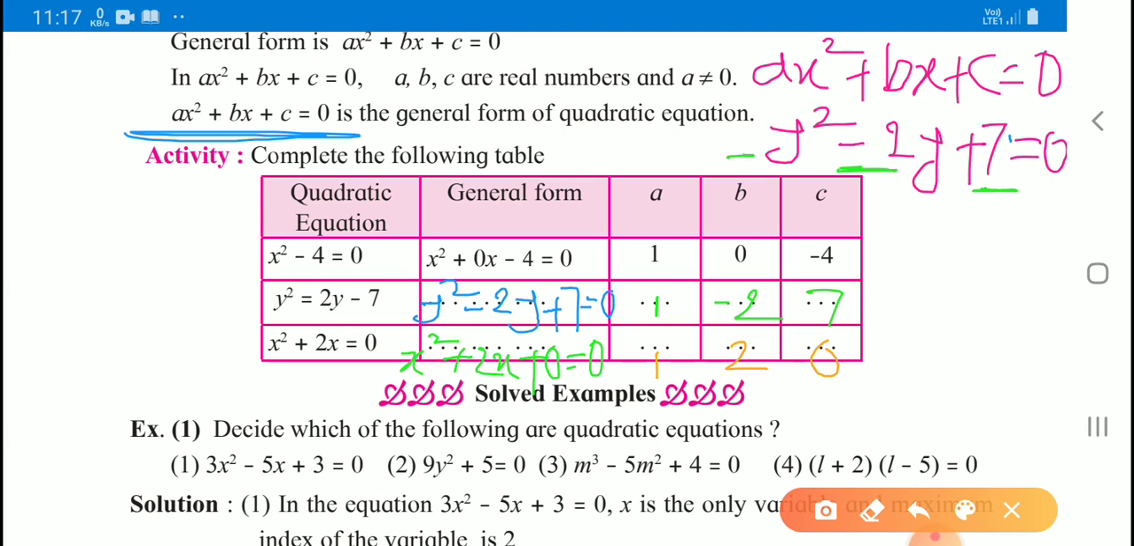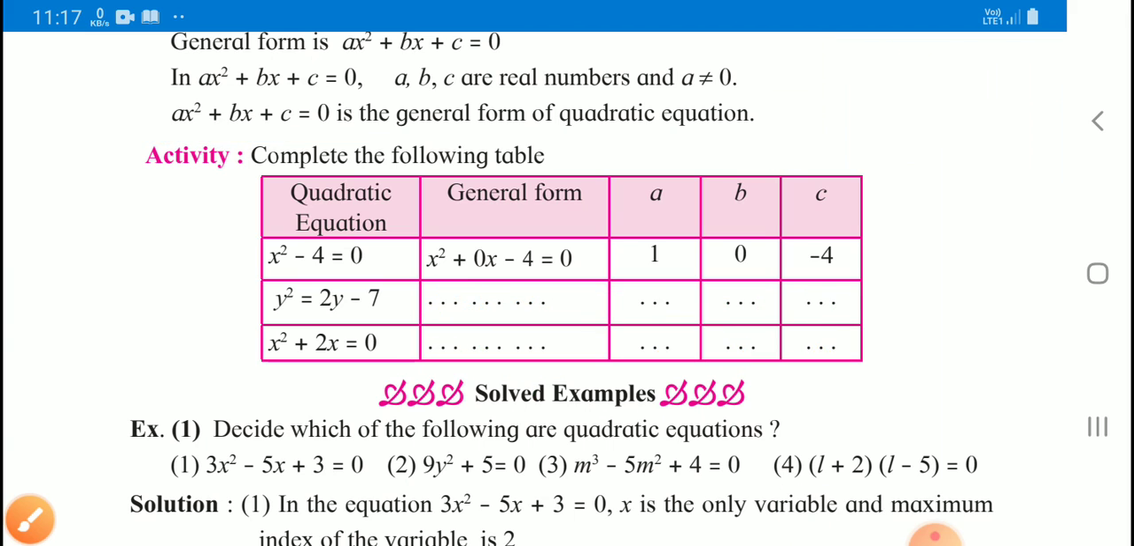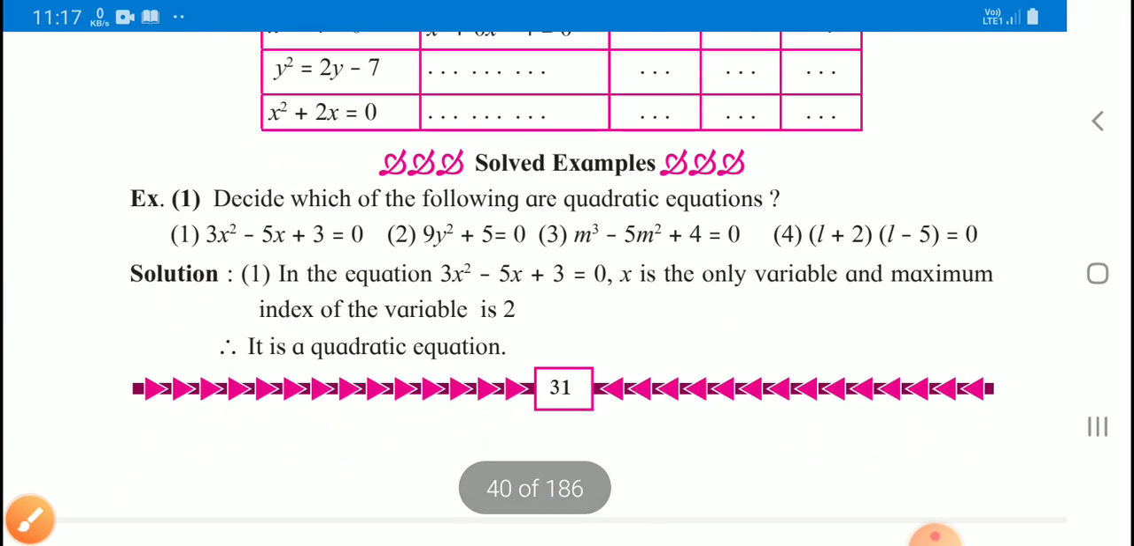First of all, you have to bring the equation, whatever equation they give, into the general form or standard form of the quadratic equation. Then compare with the standard form and then write the coefficients a, b, c. Okay. Now we will see the next question.